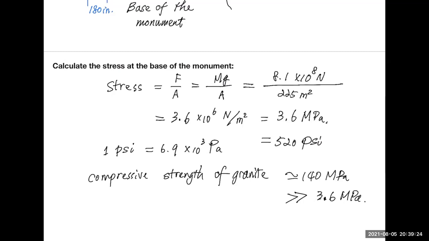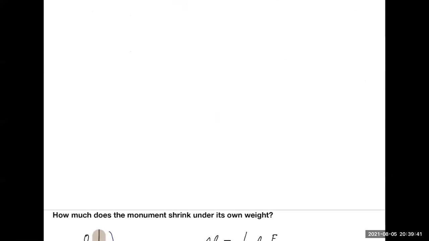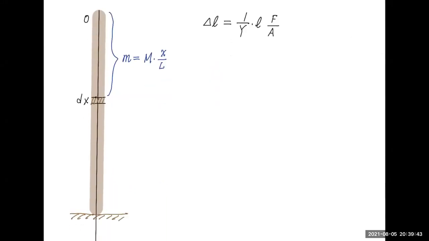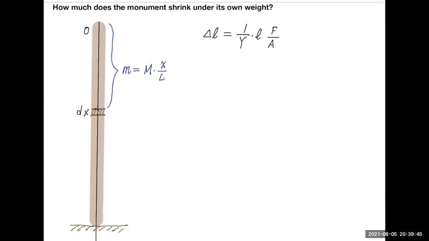Now we can look at another part of the problem, that is the monument will actually be shorter than it would be because it's compressing itself due to its own weight. How much compression is caused by the weight of the monument? Well, if you look at this monument, you can think of this as a cylinder, as a column of uniform cross-section area for simplicity.